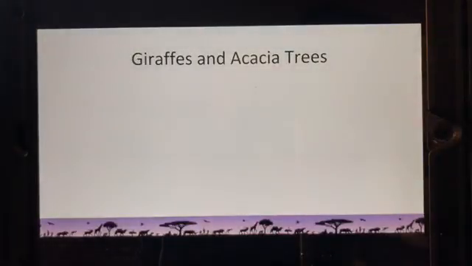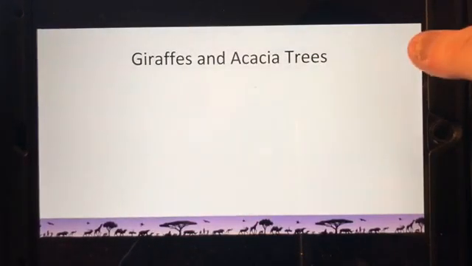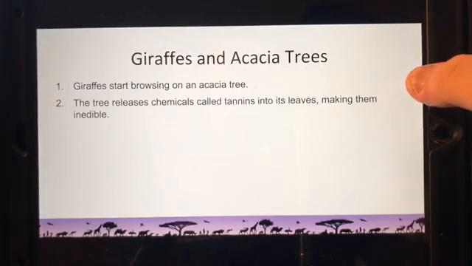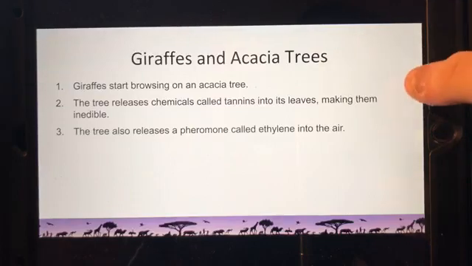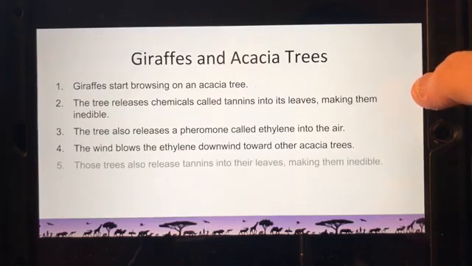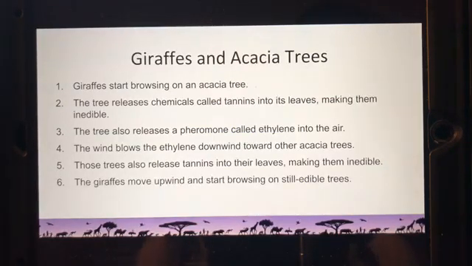And so to show you this in another format, in words, giraffes start browsing on a tree. The tree releases these tannins. The tree also releases ethylene. The wind blows the ethylene downwind. Those trees also release tannins, and the giraffes move upwind. And so we can think of these chemicals, this ethylene, as a signal. It's sending a message to the other acacia trees.